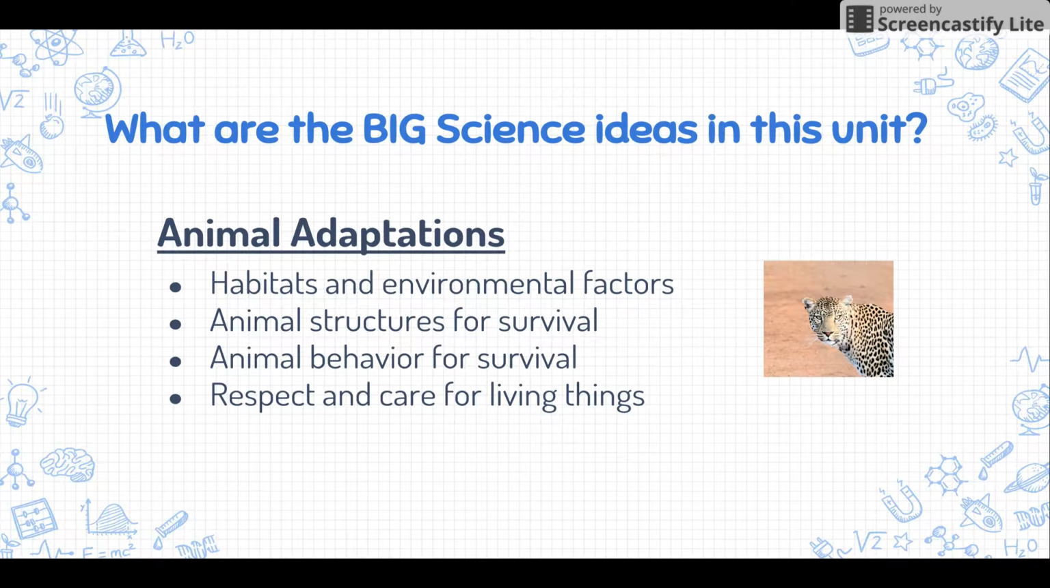What are the big science ideas in this unit? To bring it back to one big idea, it would be animal adaptations. To break that down even further, students learn about animals and their habitats, environmental factors and the effects on the animal habitats, animal structures for survival. So how do they use their body parts to survive? Animal behavior for survival. So what do they do in their habitat that helps them survive? And this unit is a great opportunity to teach students respect and care for living things.